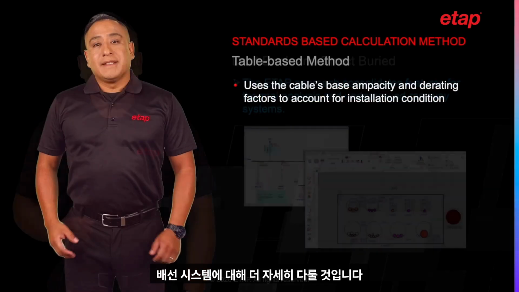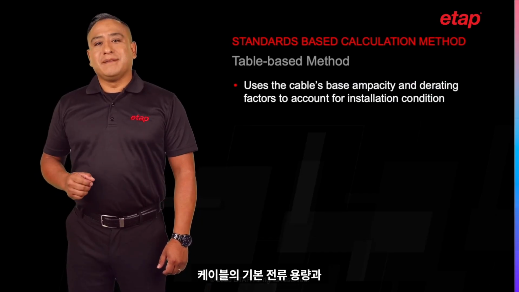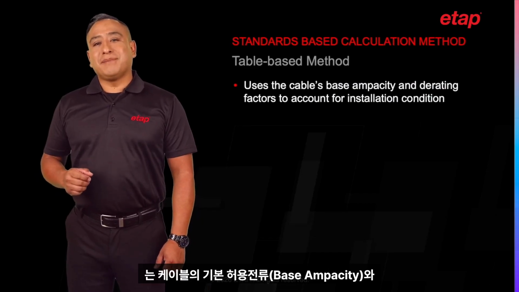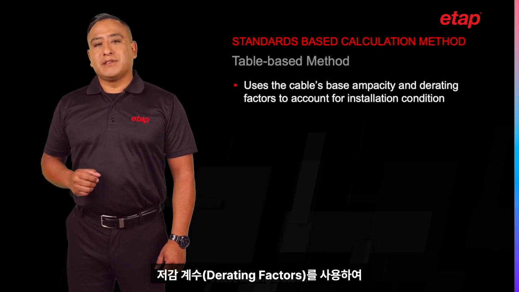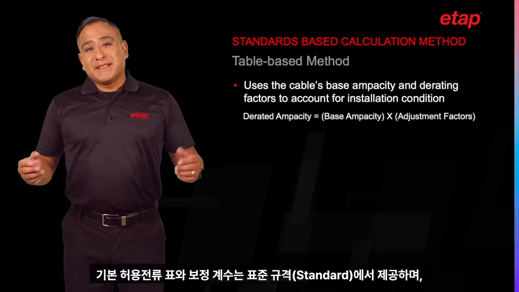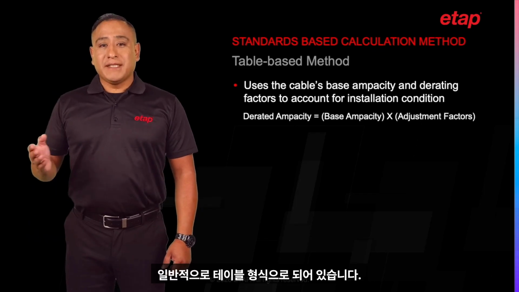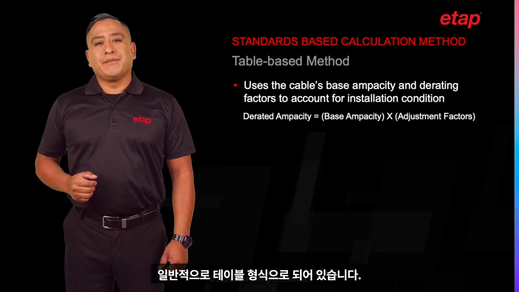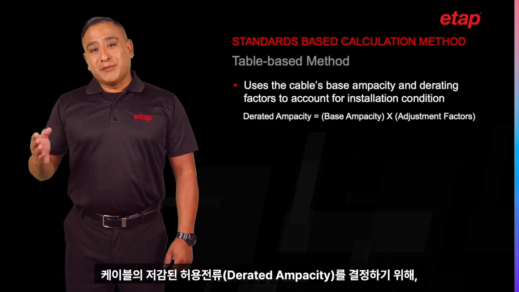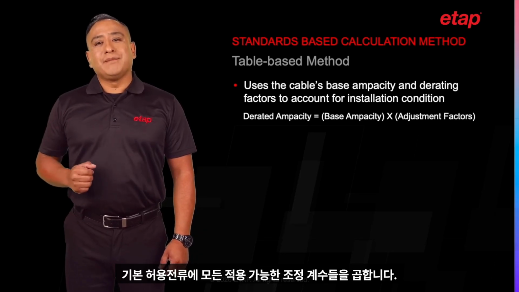The standard-based method is also referred to as the table-based method because it uses the cable's base ampacity and the rating factors to account for the actual installation condition. Base ampacity tables and correction factors are provided by the standard, typically in a table-based format. To determine the derated ampacity of the cable, the base ampacity is multiplied by all applicable adjustment factors.